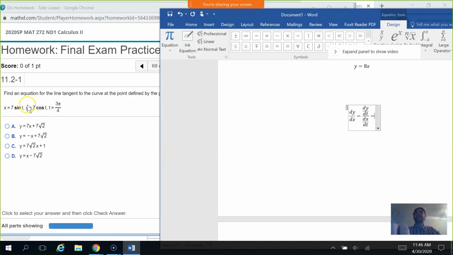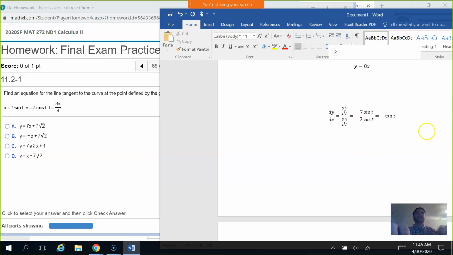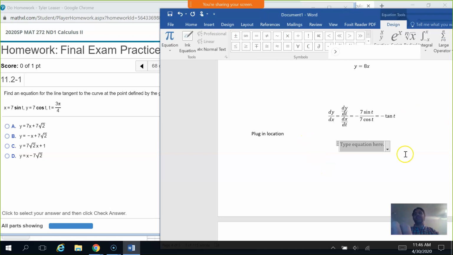So taking the derivative of our function y, if y is 7 cosine t, the derivative of that is negative 7 sine t. We're going to divide that by the derivative of x with respect to t. x is 7 sine t, but the derivative of that is positive 7 cosine t. Okay, so it's just simplifying this down. The 7's end up canceling each other out. This is going to be negative, and then sine t over cosine t is tangent t. Okay. We'll plug in the location, or the parameter, whatever you want to call it. So we're plugging in 3 pi over 4 into tangent of t.